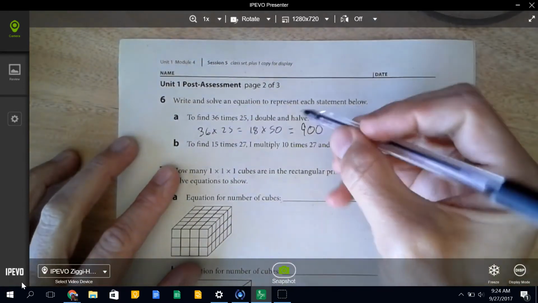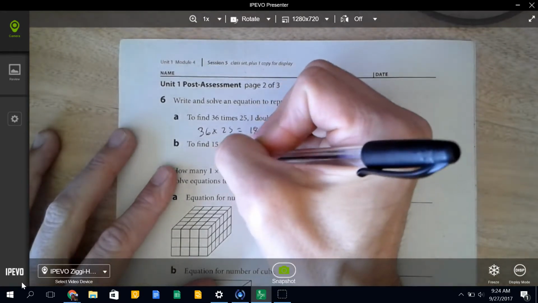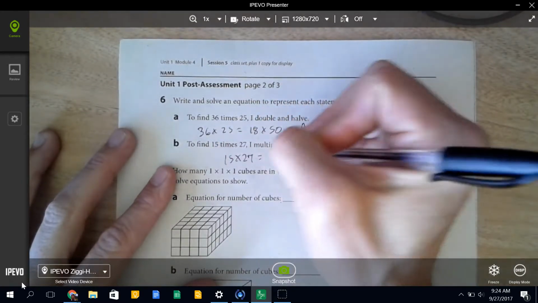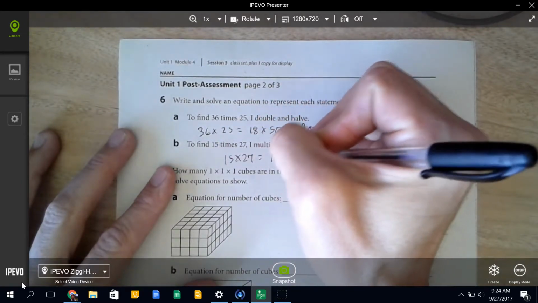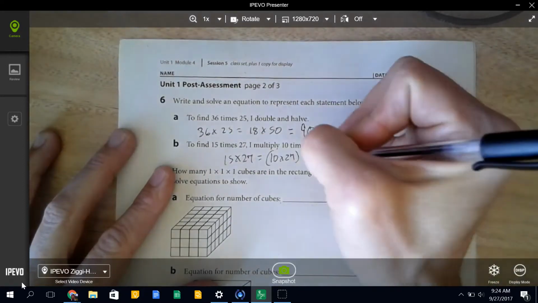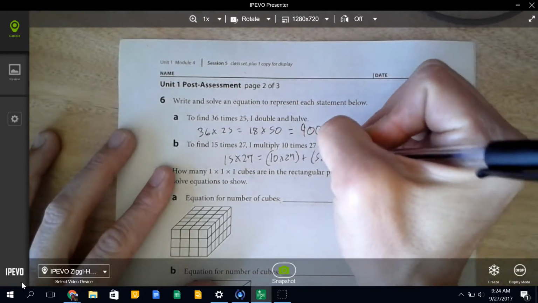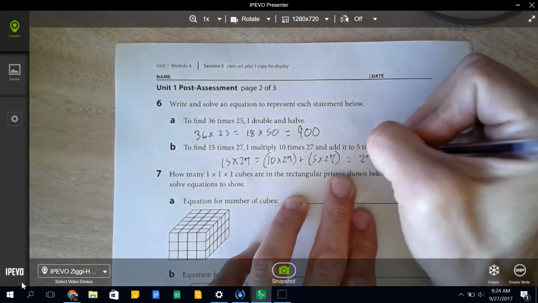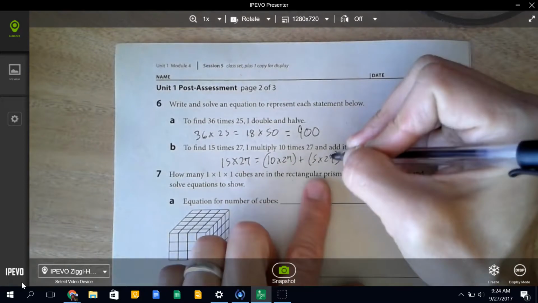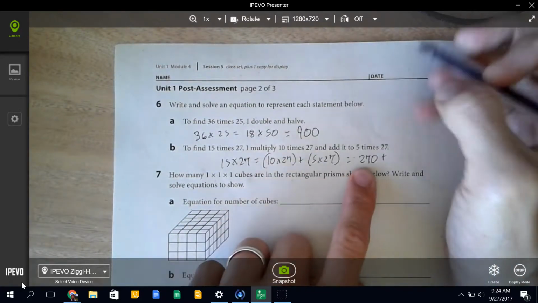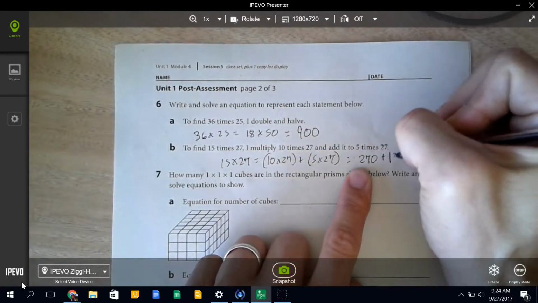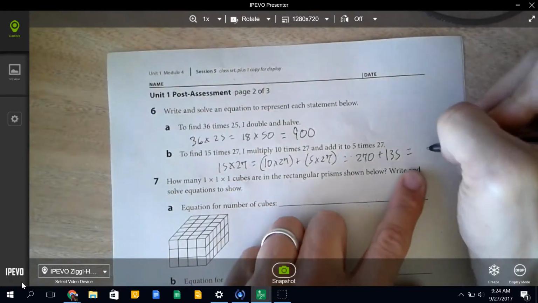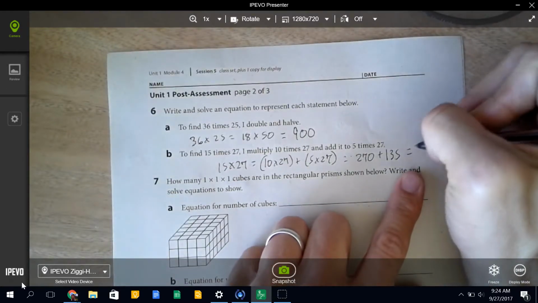And here to find 15 times 27, I multiply 10 times 27, and then add it to 5 times 27. So that's going to give me 270 plus, and again, 5 is half of 10. So I just need to know half of 270, which is 135. And then I add those two things together to give me, what, 405?